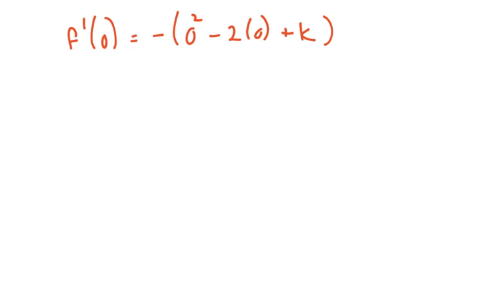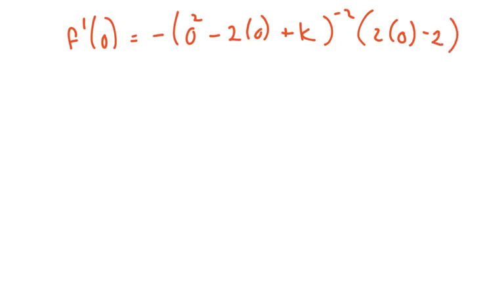And they're saying that the derivative at 0 is 6. All right, so I'm going to plug in a 0. So it's negative, 0 squared minus 2 times 0 plus k. Remember, k is not 0, only x is 0. Then 2 times 0 minus 2.